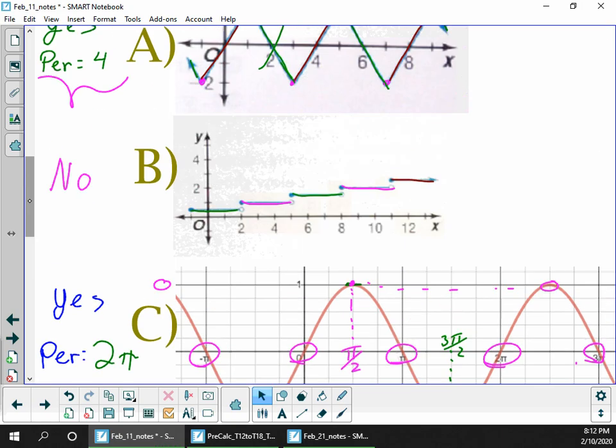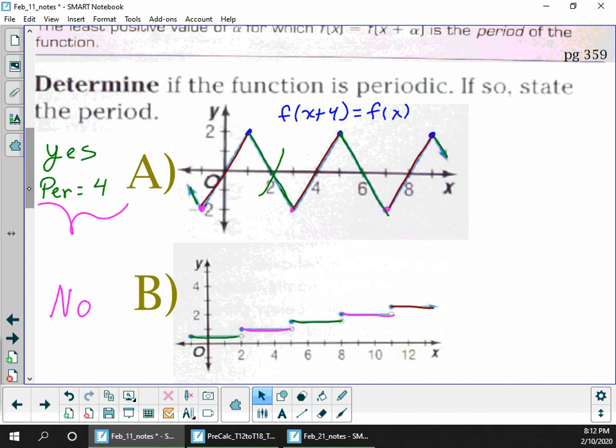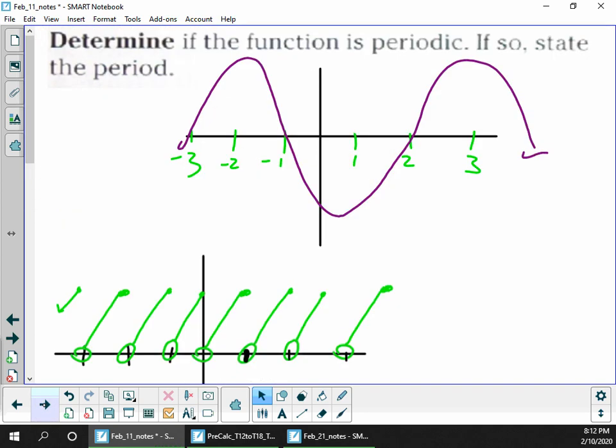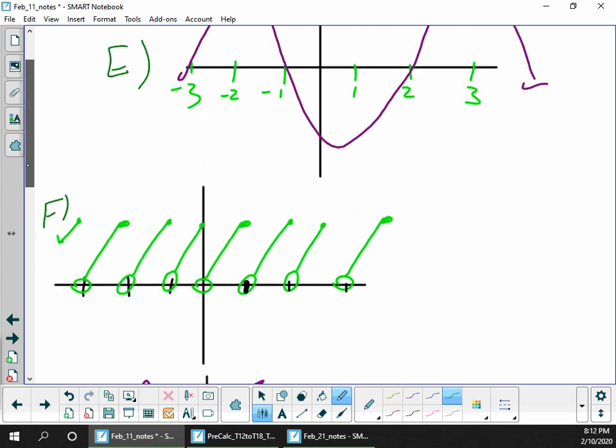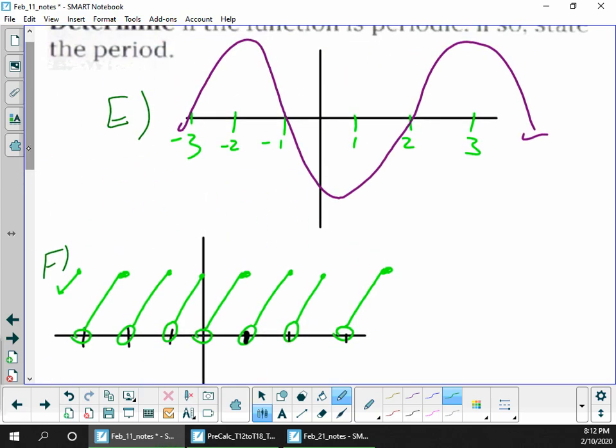We had a function that was not periodic. It's not repeating over and over again in the same set of y's in a pattern. And here we had a nice little zigzag type thing, almost like sine and cosine graphs, but these are like straight lines. So let's try some more. Let's call this one E, this one F, and this one G.